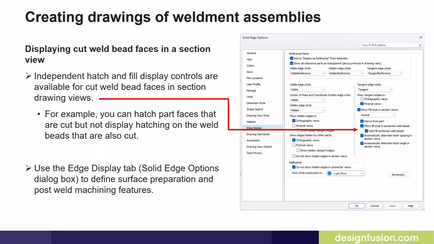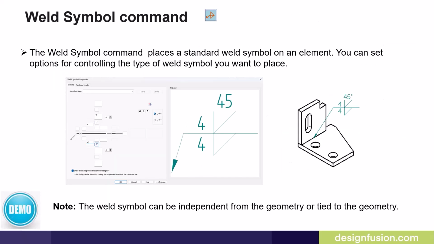When working with section views, you have access to independent hatch and fill display controls. These are found on the Edge Display tab in the Solid Edge Options dialog box, as illustrated on this slide. The weld symbol command places a standard weld symbol on an element. You can set options for controlling the type of weld symbol you want to place. It's important to note that the weld symbol can be independent from the geometry or tied to the geometry. Let's have a quick look at this in Solid Edge.